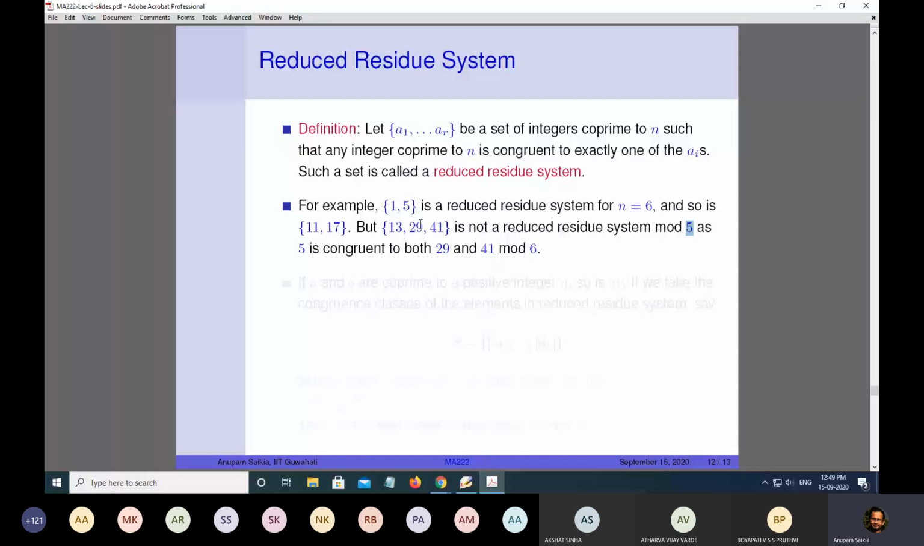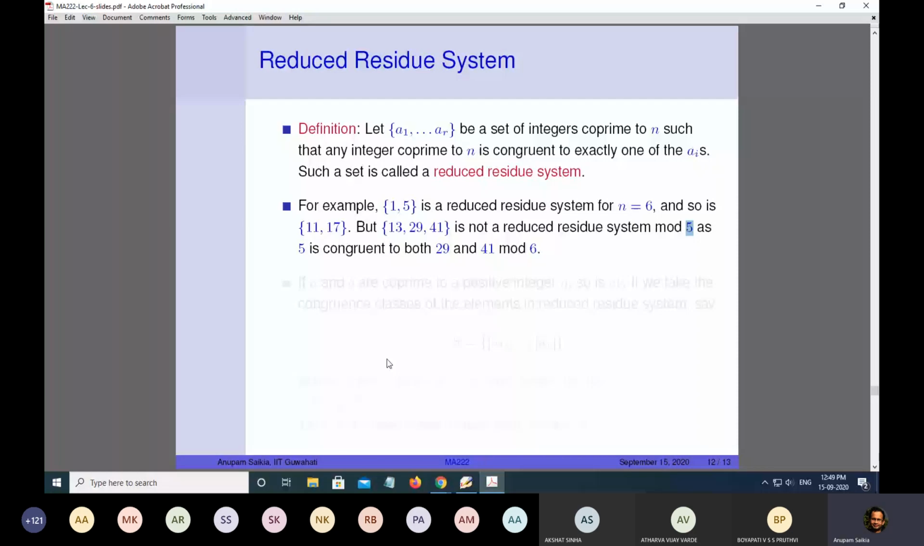Any integer co-prime to 6 should be congruent to only one of them. So that is a reduced residue system. Later on, we'll see that there will be phi n of them, where phi is the Euler function.